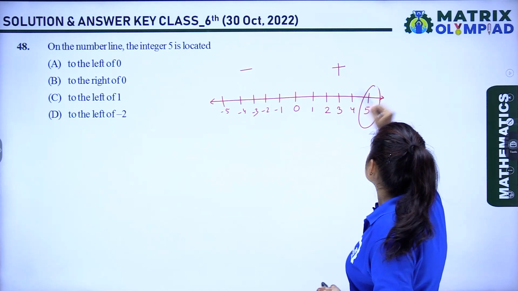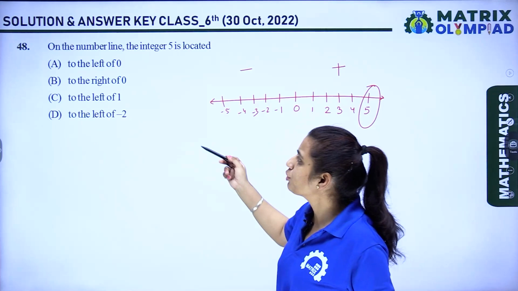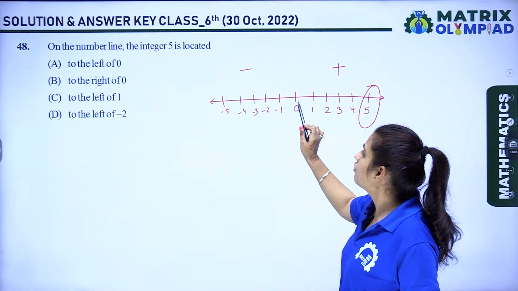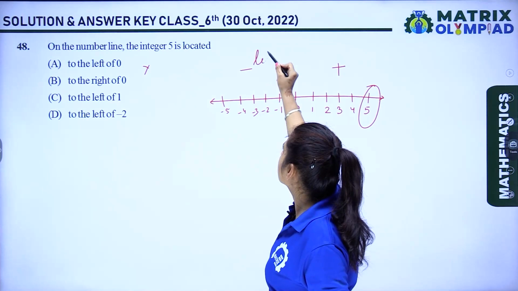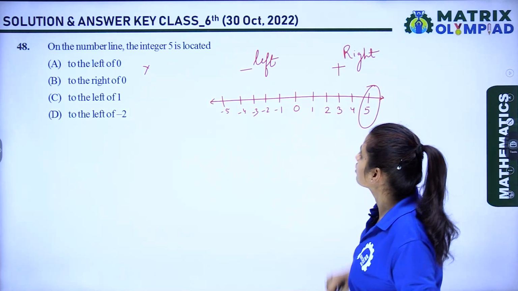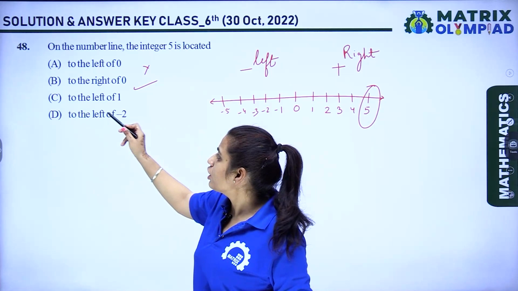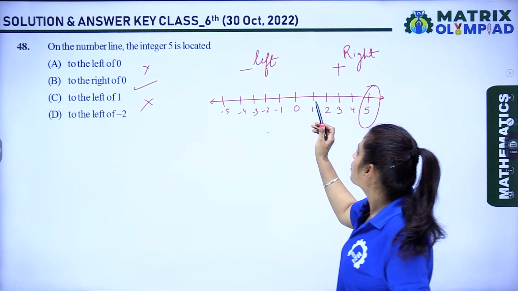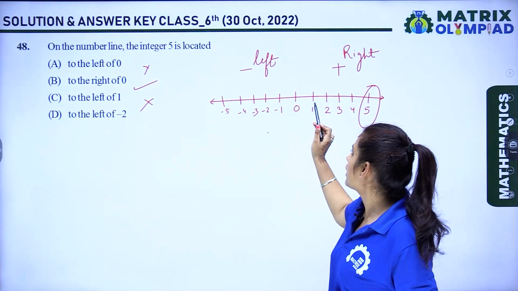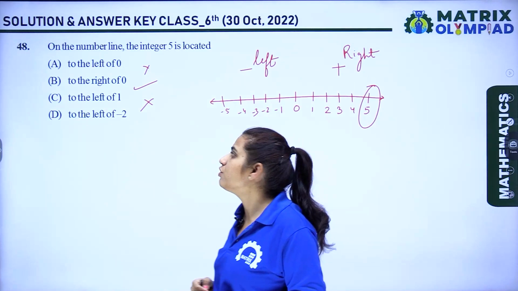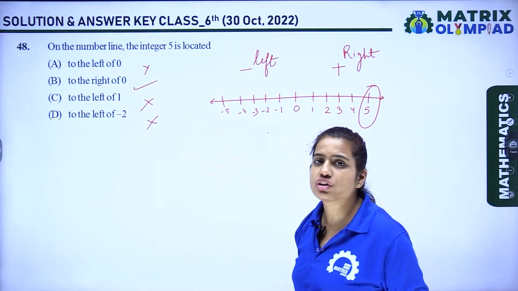Now, let's check the options. Option A is to the left of 0. No, this option is not correct, as this is the left side and this is the right side. So, 5 is not to the left of 0. It is to the right of 0. So, to the right of 0, yes, this option is correct. Option C is to the left of 1. No, this is also not correct, because left side is this side and 5 is on the right side of 1. Option D is to the left of minus 2. No, this option is not correct. So, according to the question, option B is the correct answer.